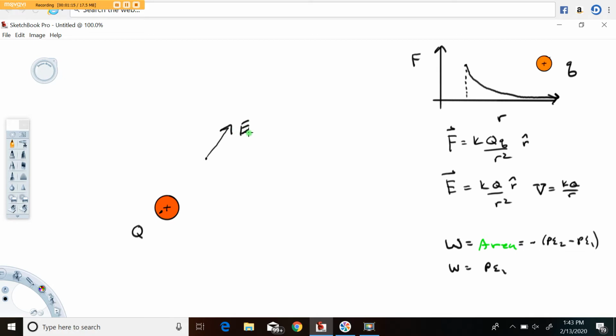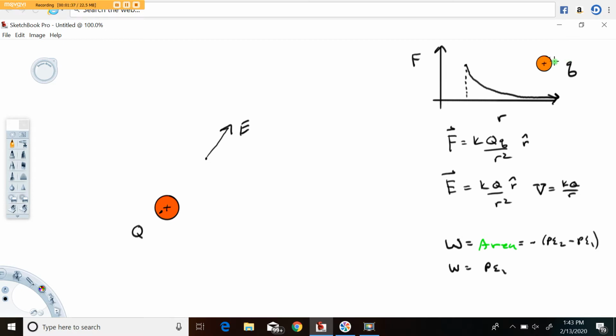And I wrote some equations over here about this stuff. This is how the electric field for a point charge is calculated: kQ over r squared, r hat. This r hat here is just a direction. It means basically radially outward. The electric field is radially outward if it's a positive charge creating it, radially inward if it's a negative charge creating it.